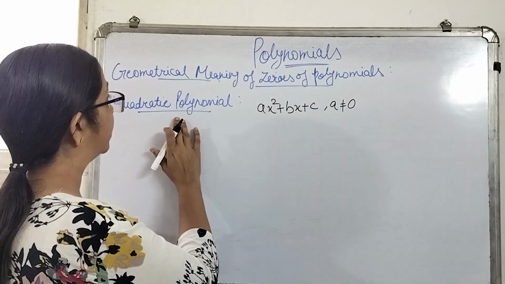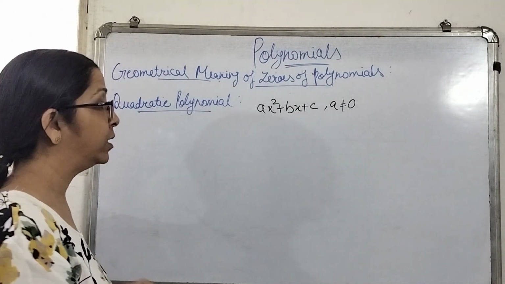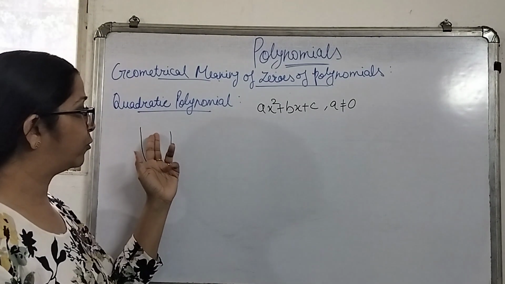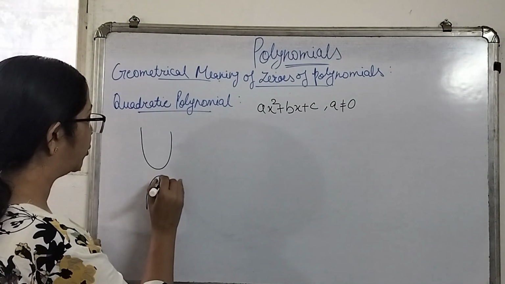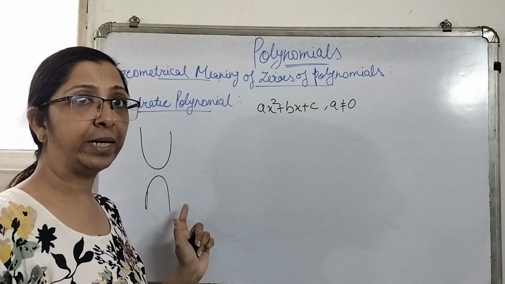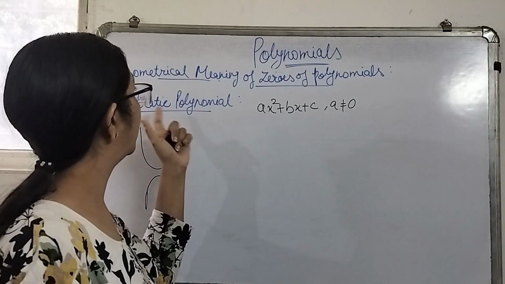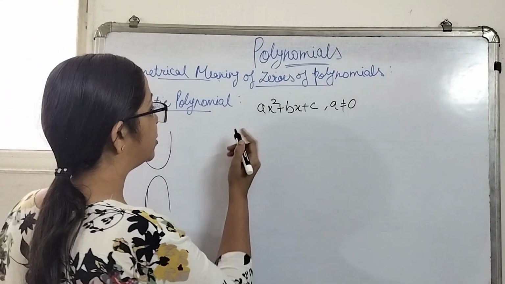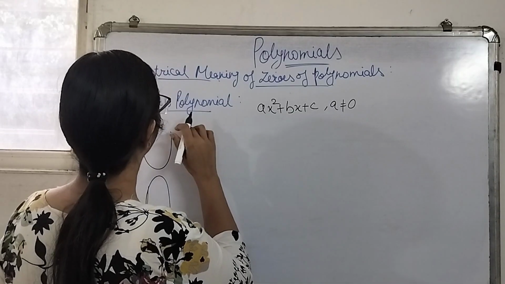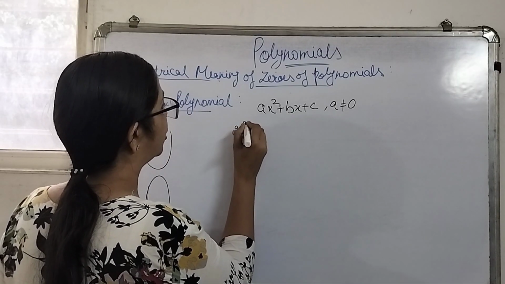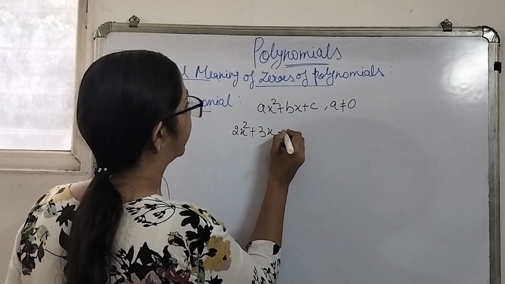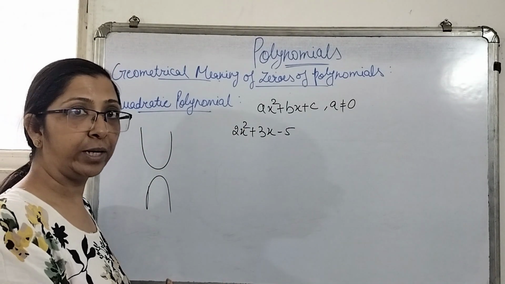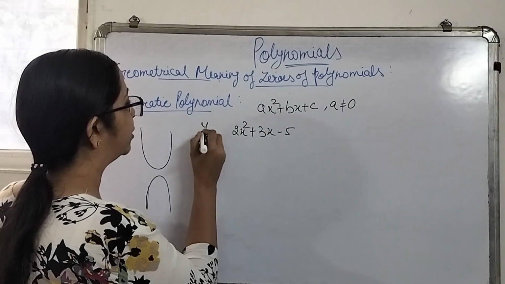When we plot the graph of a quadratic polynomial, its shape is like a parabola. It could open upward also, it could open downward also. This is the shape of a parabola. When we plot the graph of a quadratic polynomial, it will look like this only. Now see, suppose we have taken a quadratic polynomial. Suppose it is 2x square plus 3x minus 5. For various values of x, we can find the value of y also. We can write this polynomial equal to y.